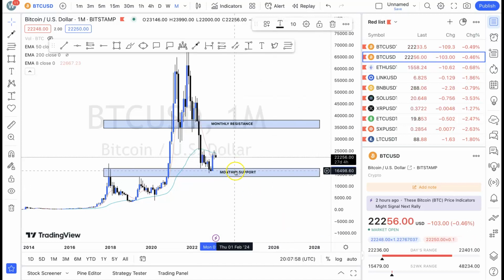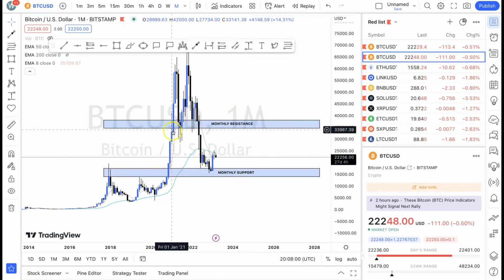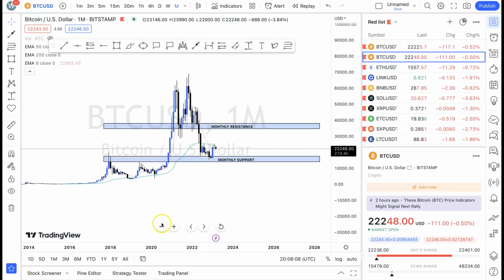It's a big zone there. Of course, you can see the wick. So from 29 to about 40k is going to be quite an interesting level. So this is what I can see.